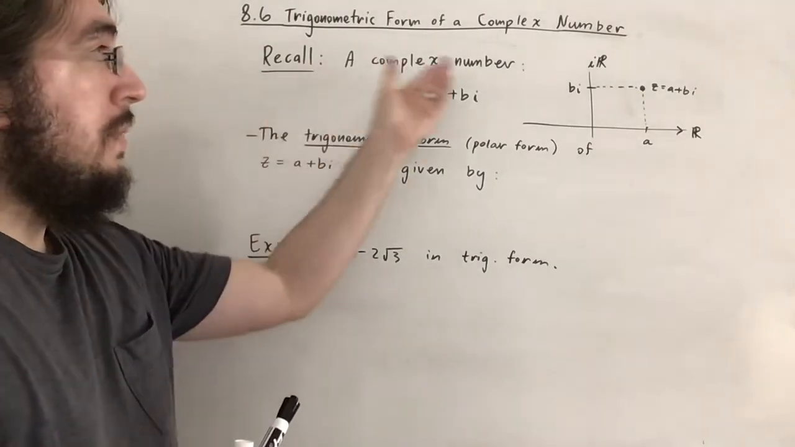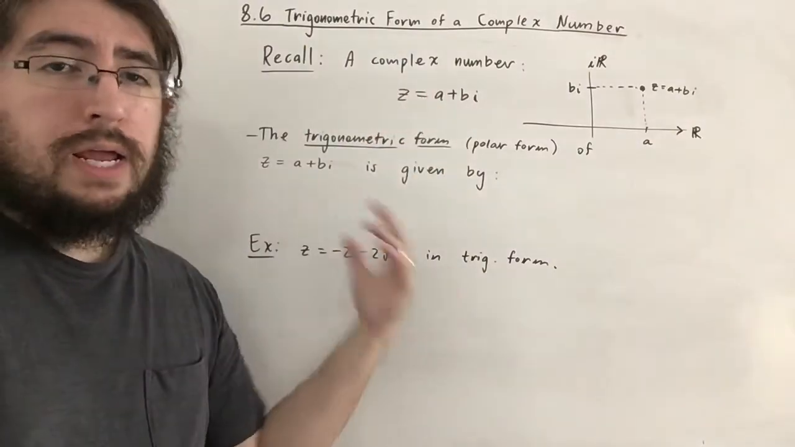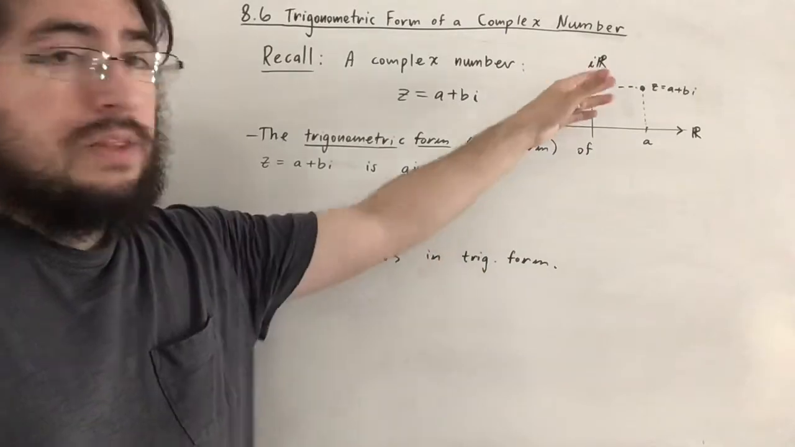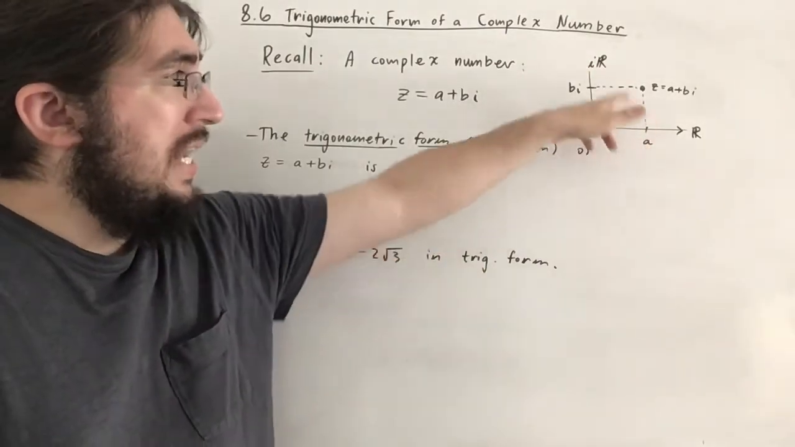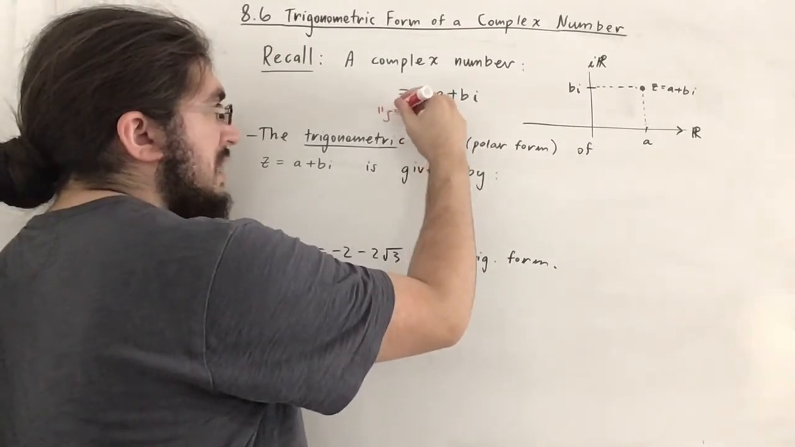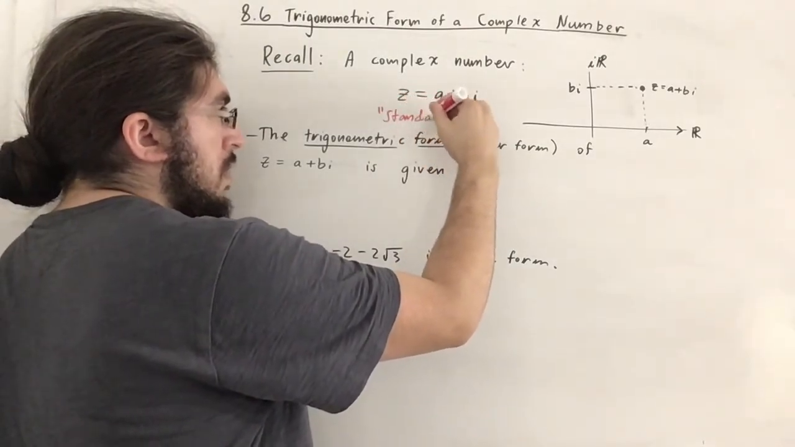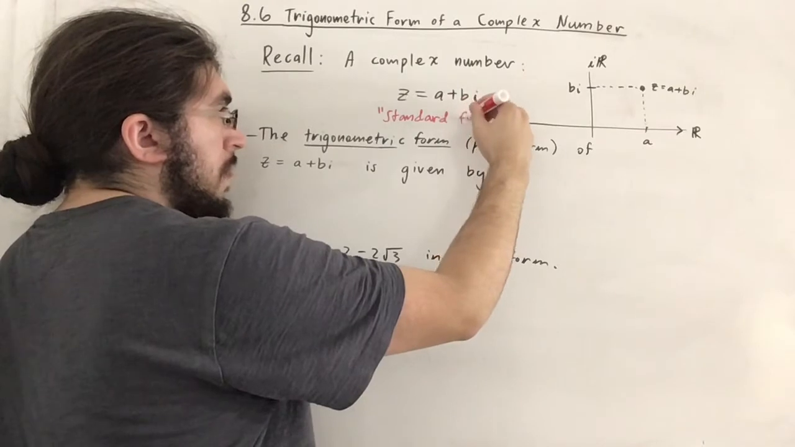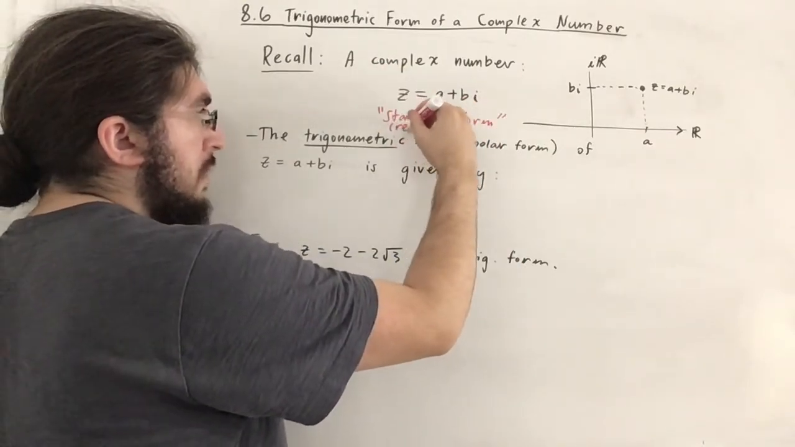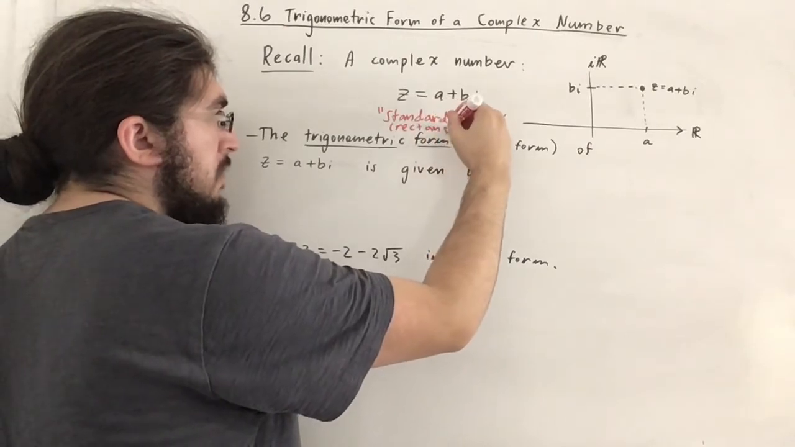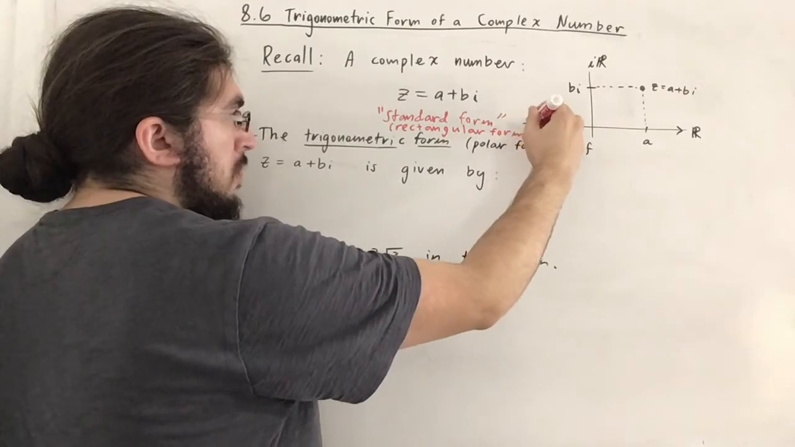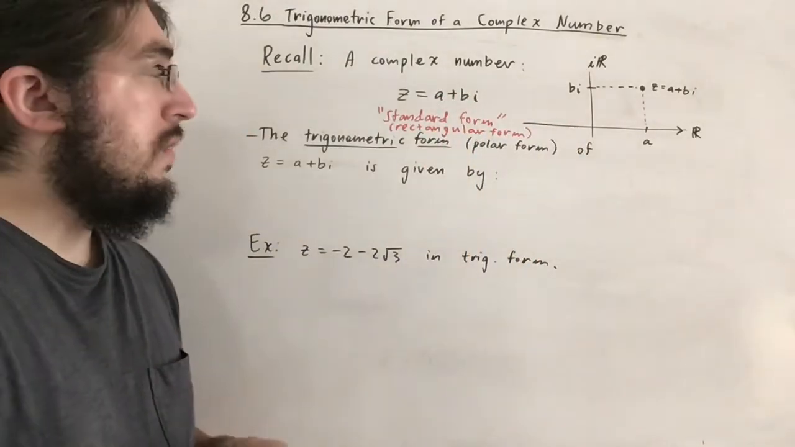First, let's recall that a complex number is of the form a plus bi, where a and b are real numbers. We can graph it, or plot the number, you would say, on the complex plane. Its real part is a, and its imaginary part is b. This form, by the way, is sometimes known as standard form. Or you can possibly call this rectangular form as well. So let me just write in parentheses here, rectangular form. Which is just another way of saying standard form, which is what we're kind of used to.